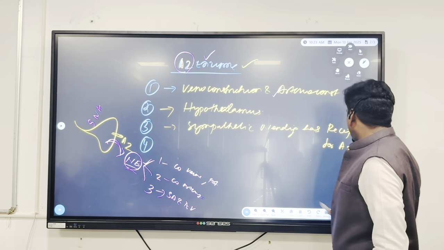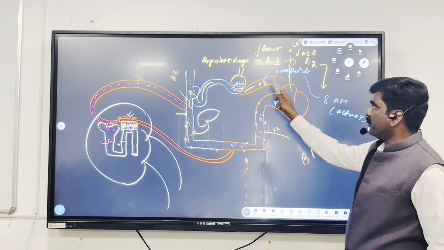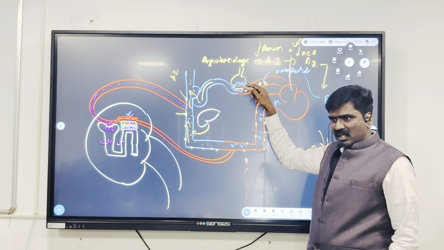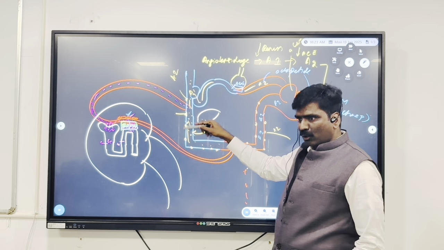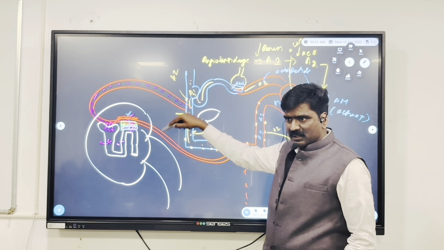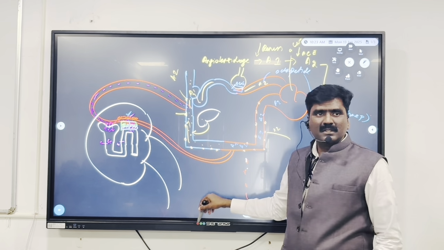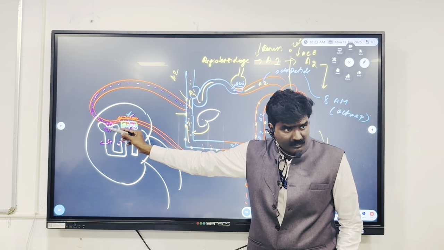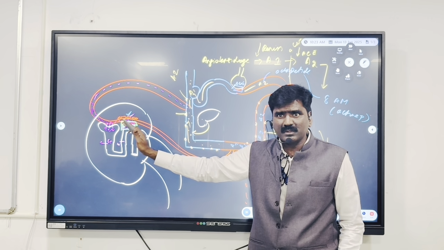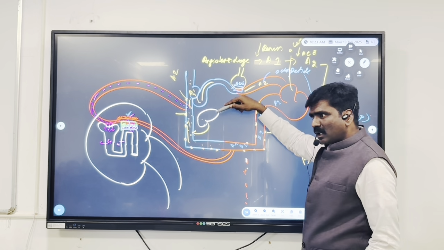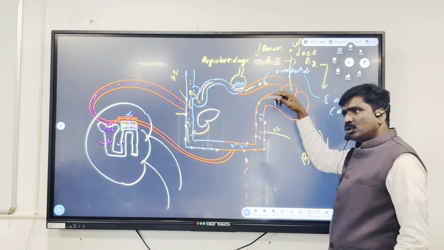So from where did A2 come? A2 came from A1 in the presence of ACE, and A1 came from angiotensinogen in the presence of renin, and renin came because the pressure is low, so the juxtaglomerular apparatus has released the renin. Are you clear what I am saying? Yes. So renin came, then angiotensin 1 came, then angiotensin 2 came.